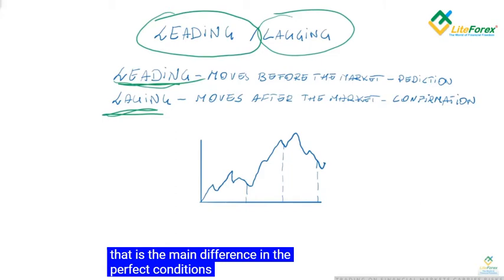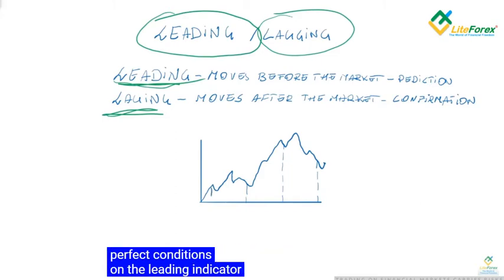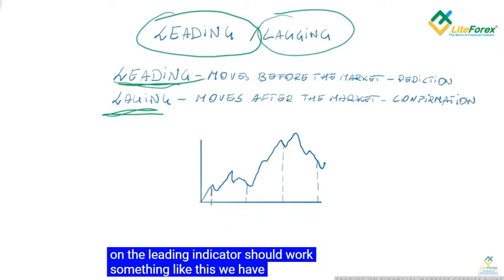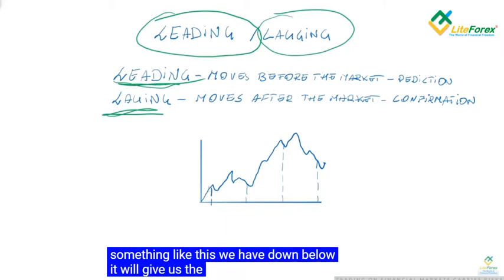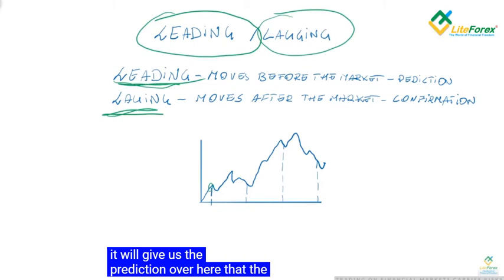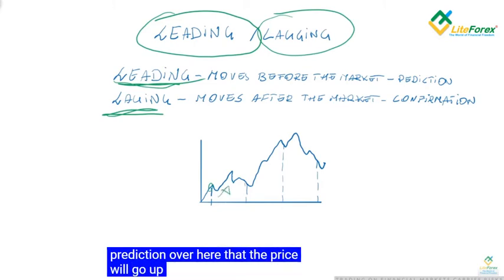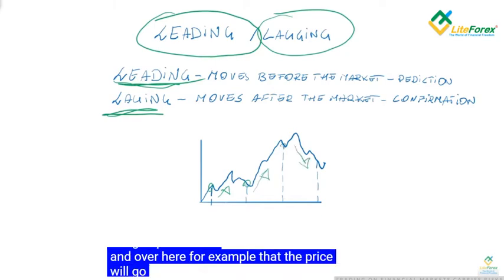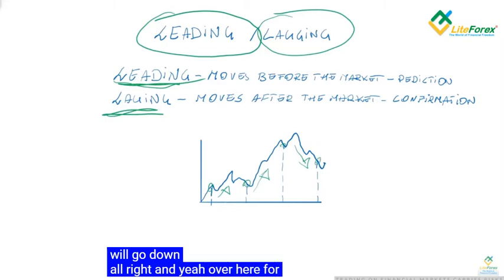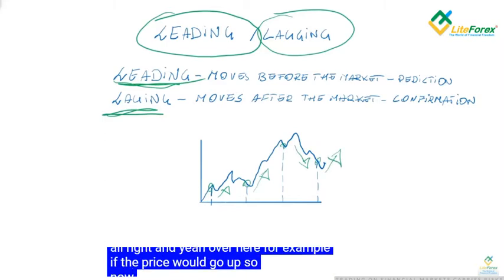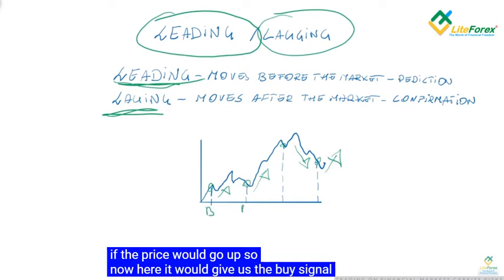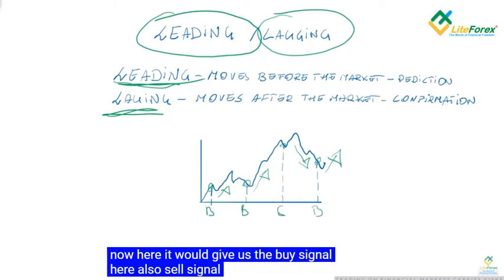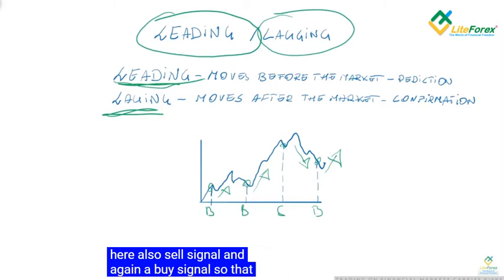In perfect conditions, the leading indicator should work something like this, as we have down below. It will give us the prediction over here that the price will go up, over here, and over here, for example, that the price will go down. And over here, for example, the price would go up. So now here it would give us the buy signal, here also a sell signal, and again a buy signal. So that is in a nutshell the difference between the leading and the lagging indicator.